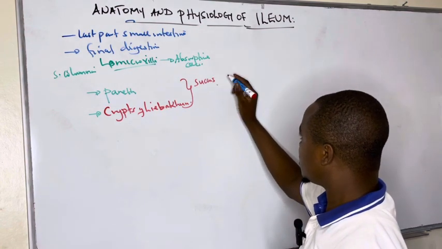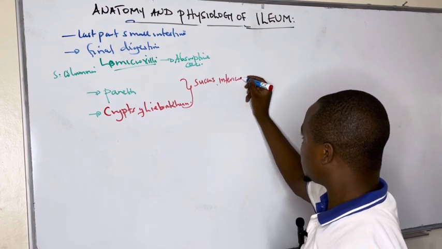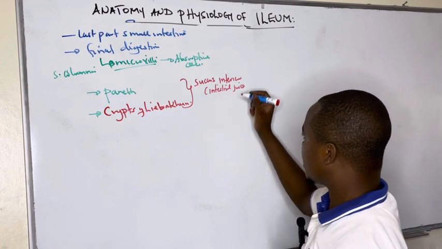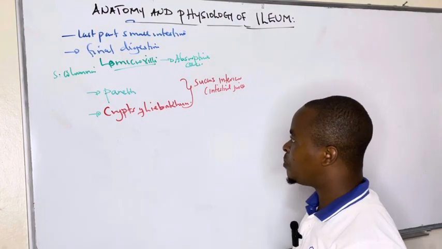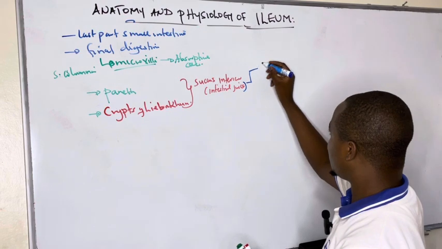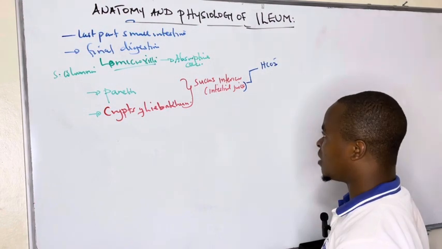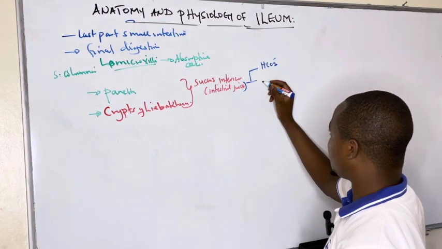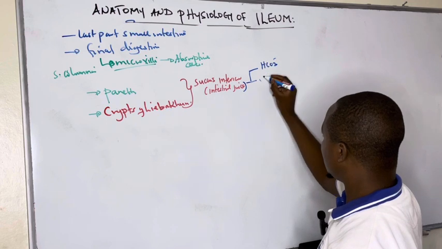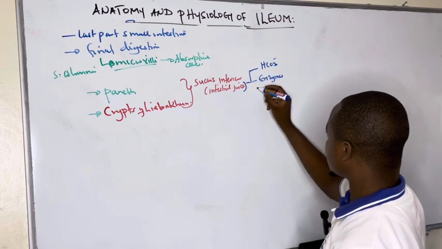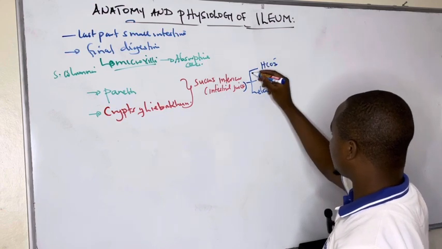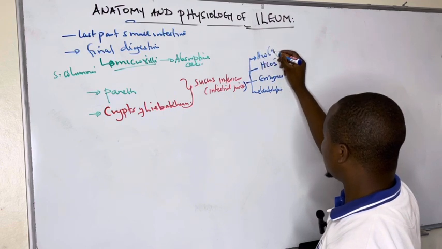Succus entericus, which we call intestinal juice. And this intestinal juice contains compounds like bicarbonate, which provides the alkaline pH. It contains enzymes for final digestion, that is, final digestion of carbohydrates. It contains electrolytes, not forgetting water, which makes up 99.5%.